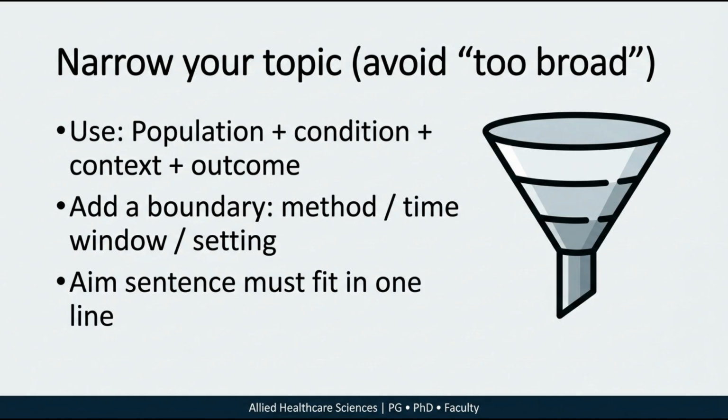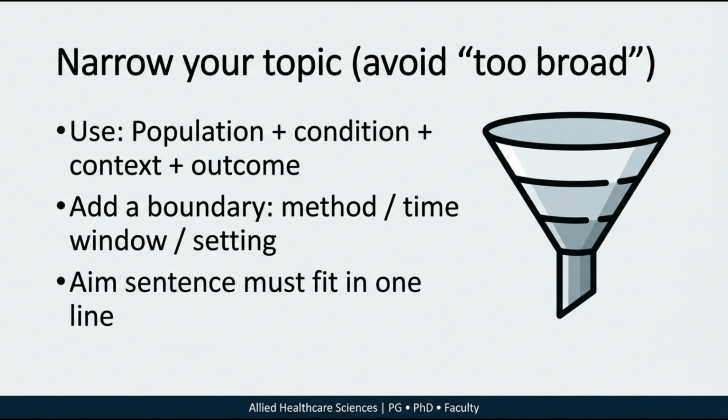This is the make or break step. Use a simple structure: population, condition, context, and an outcome or mechanism. Then add a boundary like the method used, a time window, or the setting. For example, instead of HPV in India, narrow to high-risk HPV prevalence in Indian women using PCR-based molecular studies, 2015 to 2025. Instead of probiotics and Acinetobacter, narrow to lactobacillus metabolites and antibiofilm mechanisms against Acinetobacter in vitro.